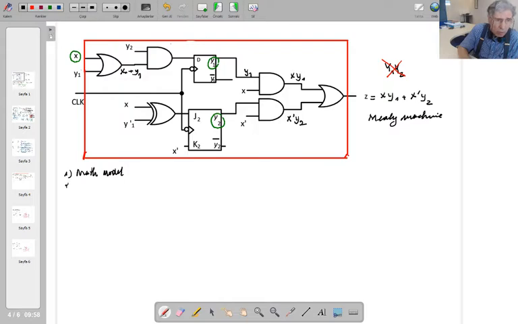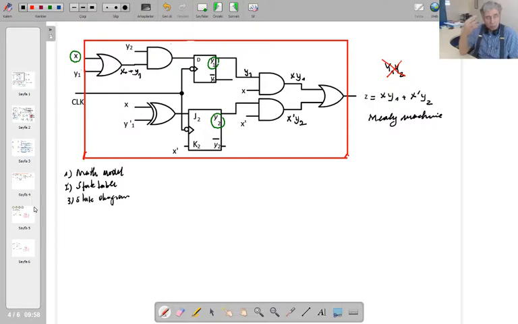The second model, state table. And the third is the state diagram. Why are we having three models in order to analyze the circuit? There is a reason, of course, for it.